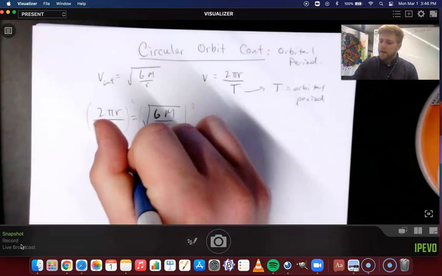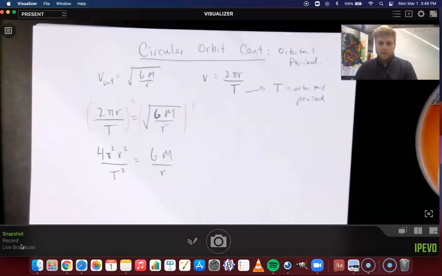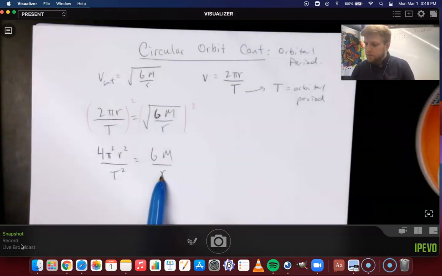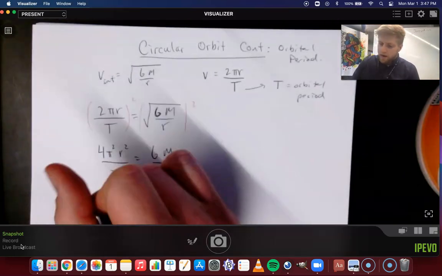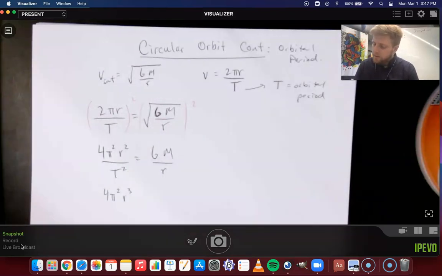The reason we want to do that is that it cleans up this side quite a bit. Okay. Now we can do some moving around. Let's go ahead and move the r's together. So multiply both sides by r. We'll end up with 4 pi squared r cubed.